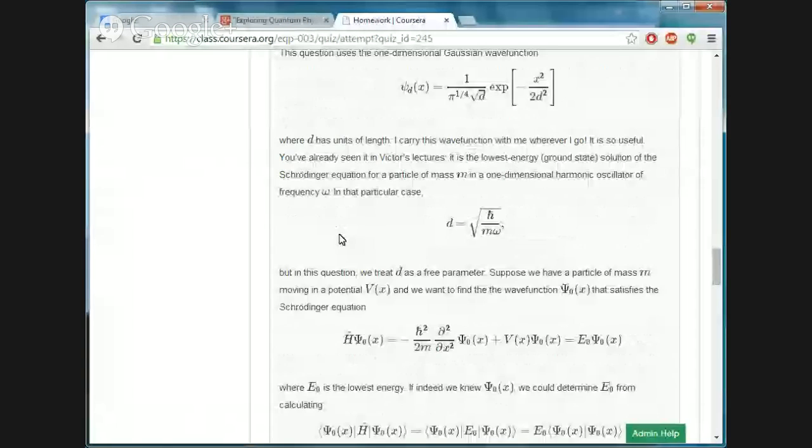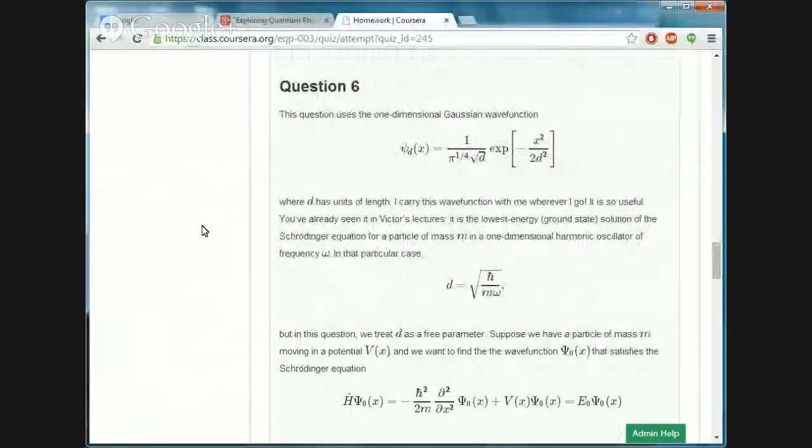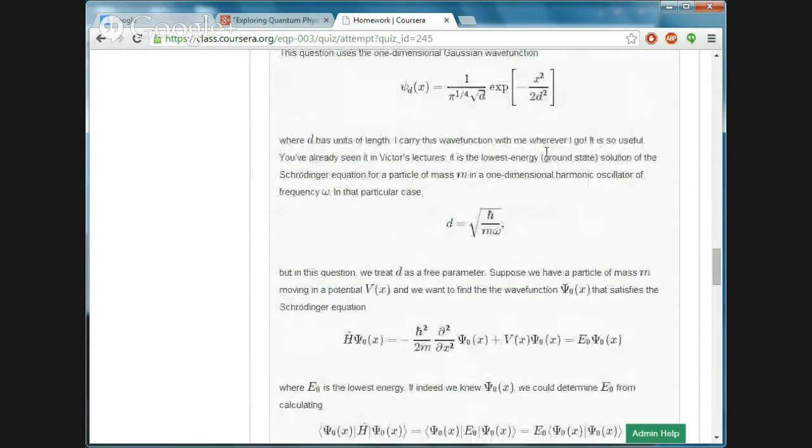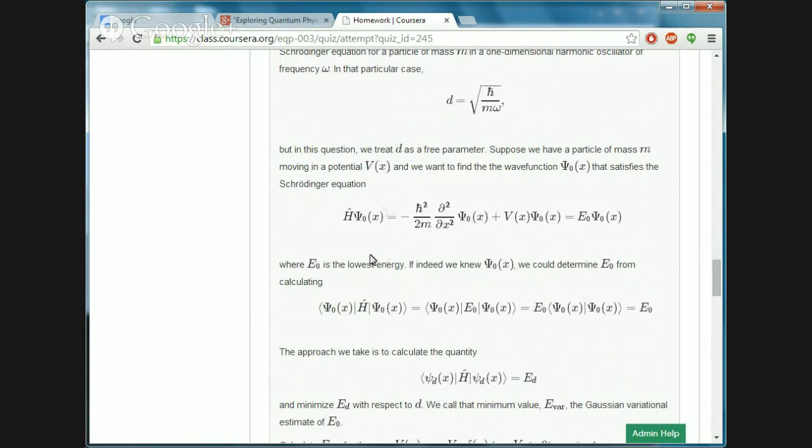This one, to me, is like the simplest possible problem of using a variational estimate of an eigenvalue. So it says, we're going to use the one-dimensional Gaussian wave function of this type. I've been beating them over the head with this wave function. Here's the relationship between the characteristic length of a harmonic oscillator and h bar and m omega. And so we have an equation.